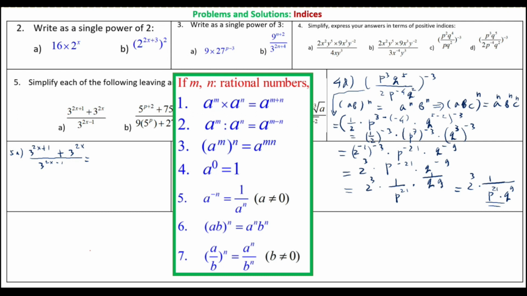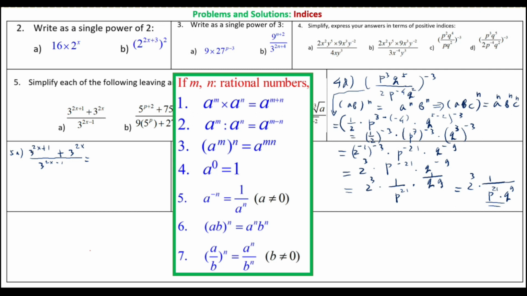So if we have a to the power of m plus a to the power of n, we cannot use this index law. So what we can use is to factor these two terms. They have the same factor, 3 to the power of 2x. Now 3 to the power of 2x plus 1 is actually the first index law. The first index law, if we read from right to left, a to the power of m plus n equals a to the power of m times a to the power of n.